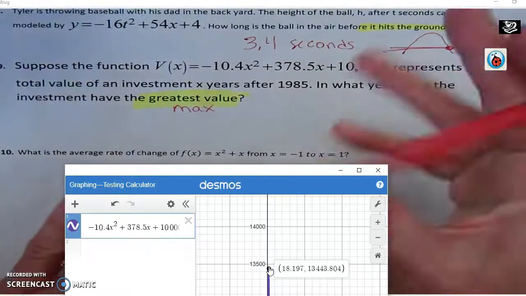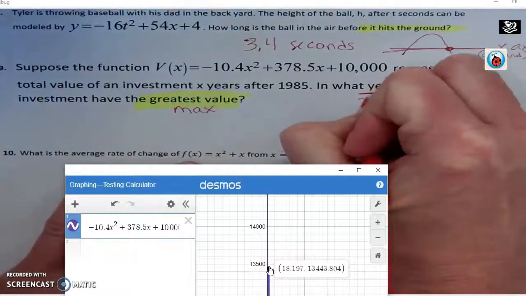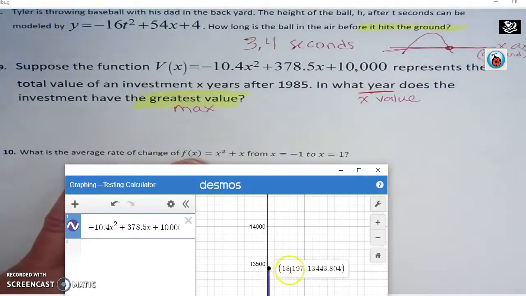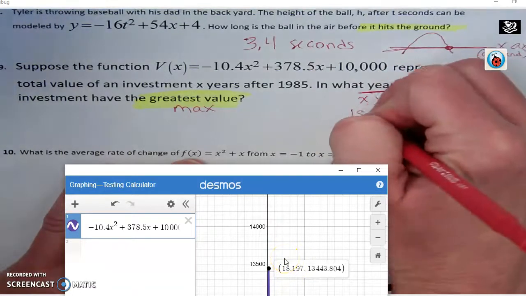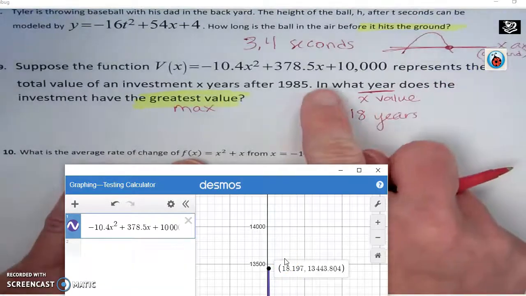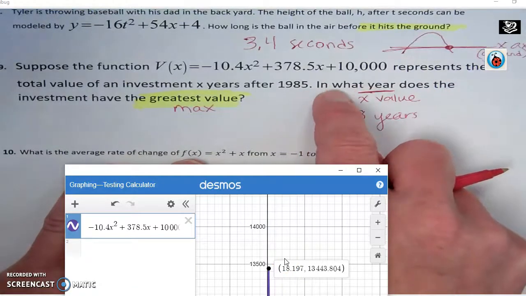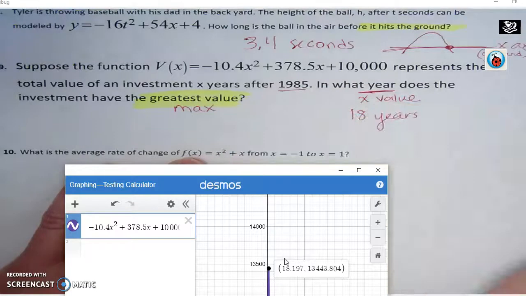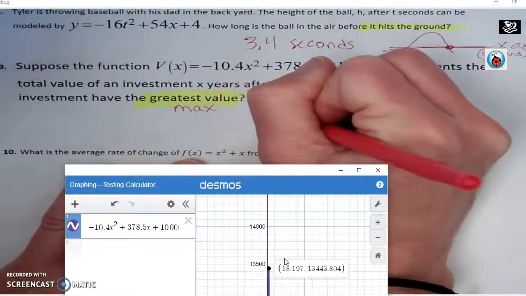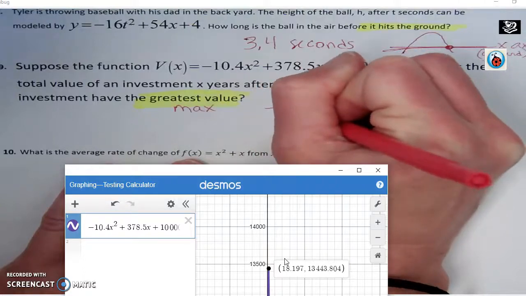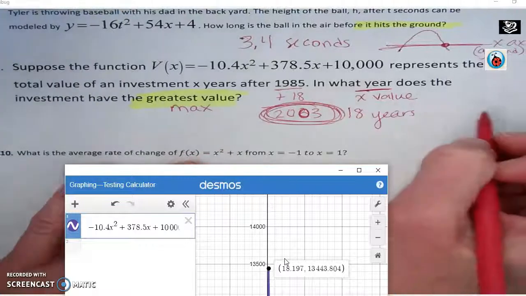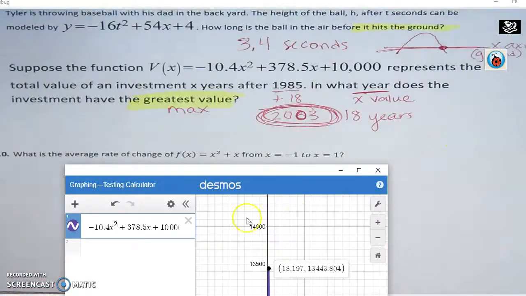It says in what year. Remember, year is an x value. So the x value, if you look on Desmos right here, the x value is 18.1. So that's just 18 years. But it doesn't say how many years. It says in what year. Well, it started in 1985, so I have to add 18 to that. So that gives me 2003. So 2003 is my final answer.